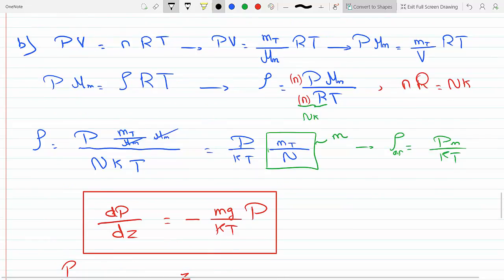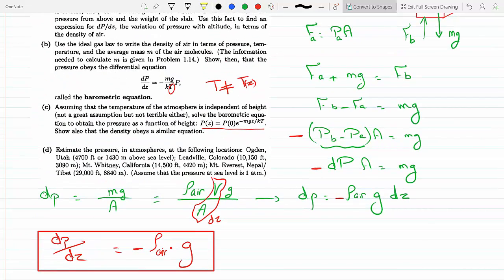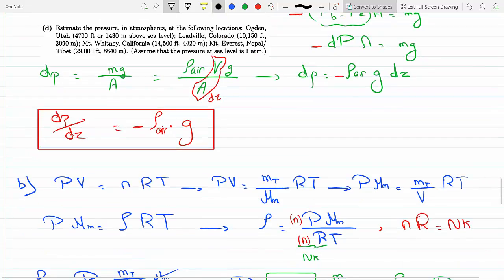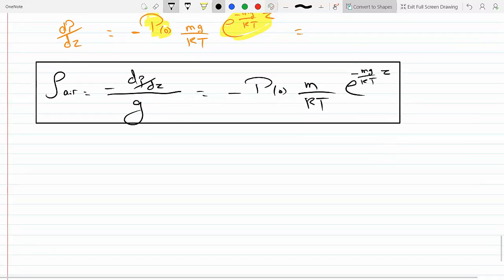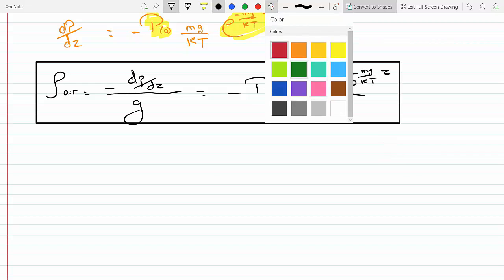Okay, the last part is just basically using this information to figure out the pressure at certain locations. So it's just a matter of plugging in numbers. I'll do one. Let's do the pressure in Utah at 1,430 meters.